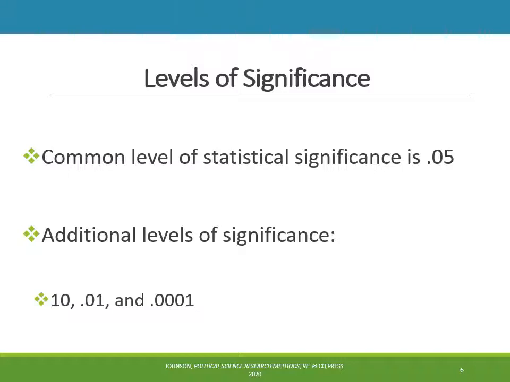And all of these flipped on their sides means when it comes to making a type 1 error, we give ourselves a 5% chance of making a type 1 error, a 10% chance of making a type 1 error, a 1% chance of making a type 1 error, and a 0.01% chance of making a type 1 error.